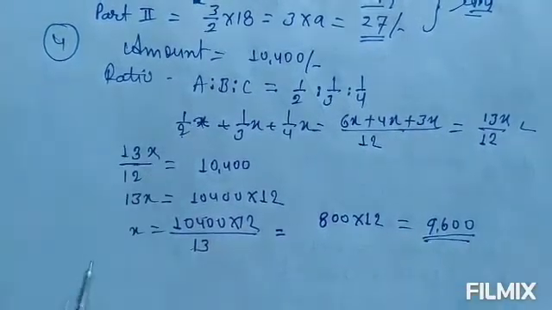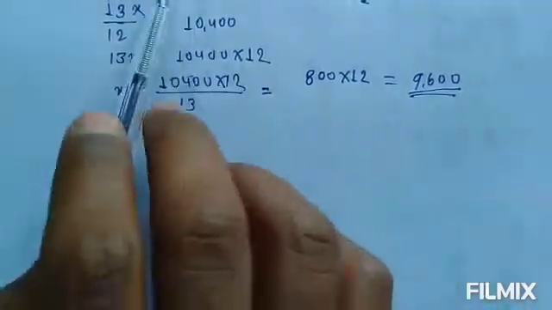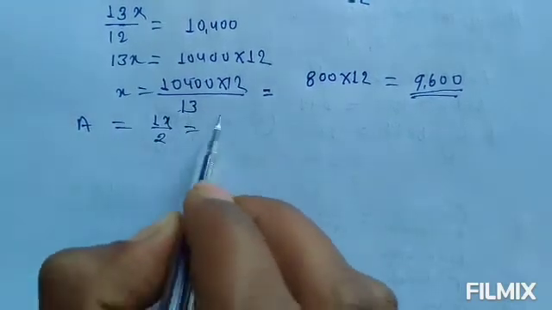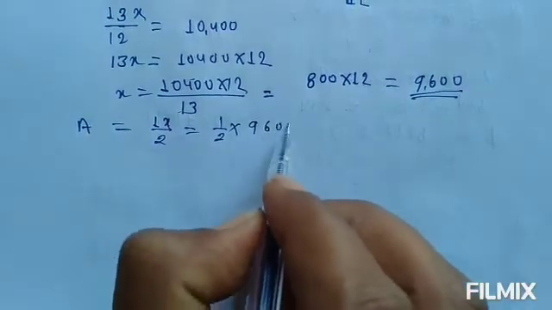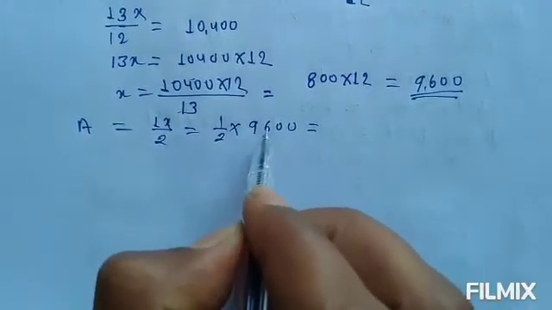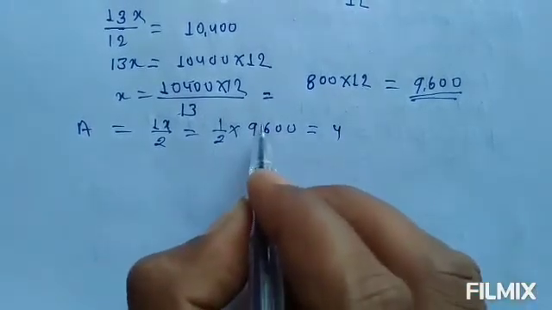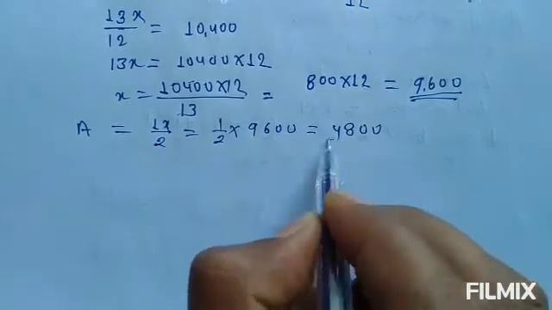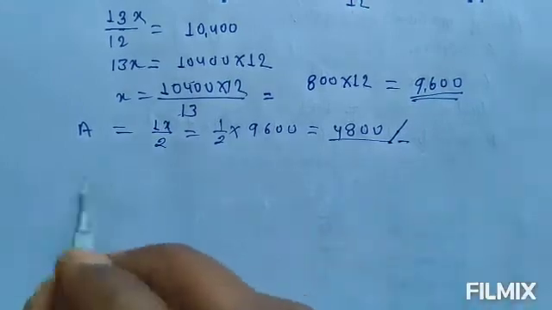Now the part of A. A gets 1 upon 2, means 1x upon 2, equal to 1 upon 2 into x. x is 9,600. Divide 9,600 by 2. 2 4s are 8, 1 remains, means 16, so 2 8s are 16. 4,800 rupees is the part of A.